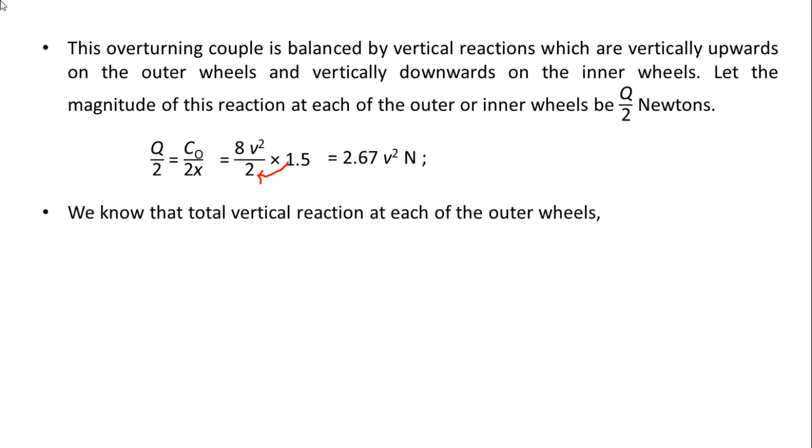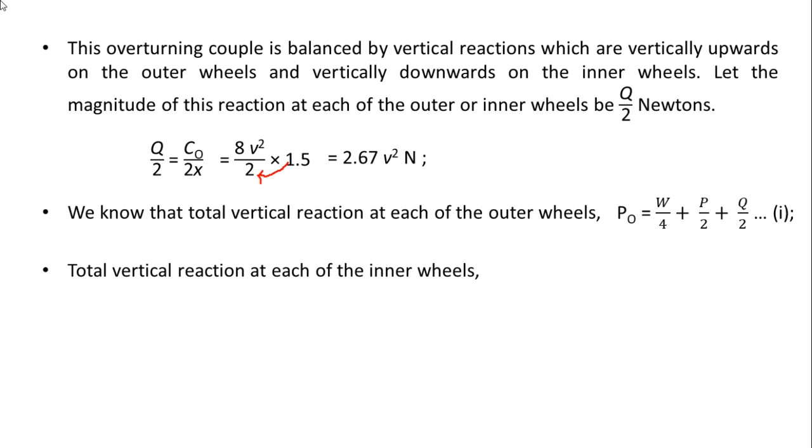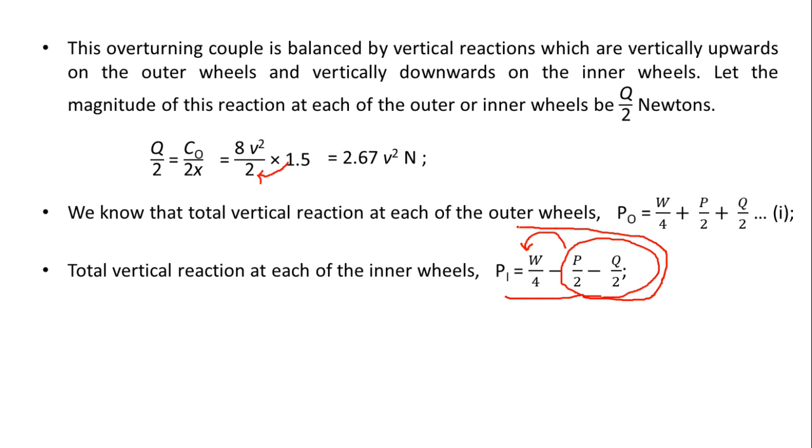Okay. So we know that the total vertical reaction on each outer wheel, all plus symbols, is W by 4, P by 2, Q by 2. On each inner wheel, W by 4, P by 2, Q by 2. In the last part of the derivation, we have seen that if the sum of these two is greater than this, your vehicle will topple. I have told that in the derivation. Now this is the condition I am going to use to find the limiting speed. Do you understand? This is logical. If P by 2 plus Q by 2 is greater than W by 4, then your vehicle will roll. Using that, I am going to find the limiting speed.